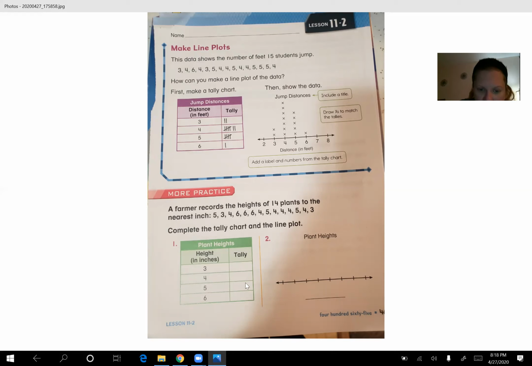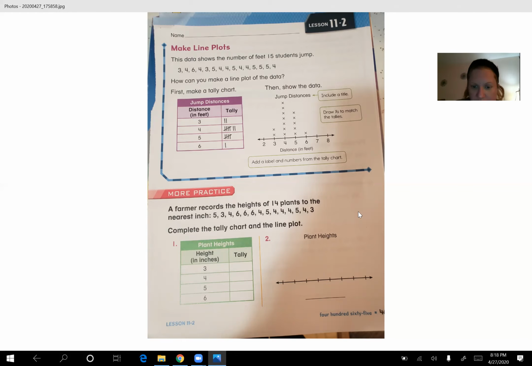This is the height. What are you going to do for the tallies? You're going to count up how many 3s you see up here in the numbers, right? And then you're going to make your tally marks. Remember, if you get 5, it's 1, 2, 3, 4, and a line through it. Okay, so then you're going to look how many 4s are up there, how many 5s, how many 6s. Now we have the line plot over here, where you're going to take your information from the tallies and put it on the line plot.